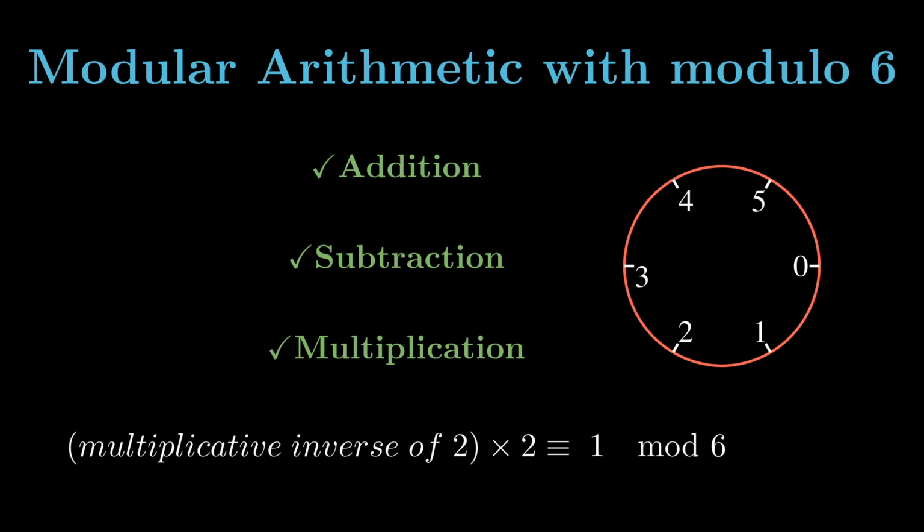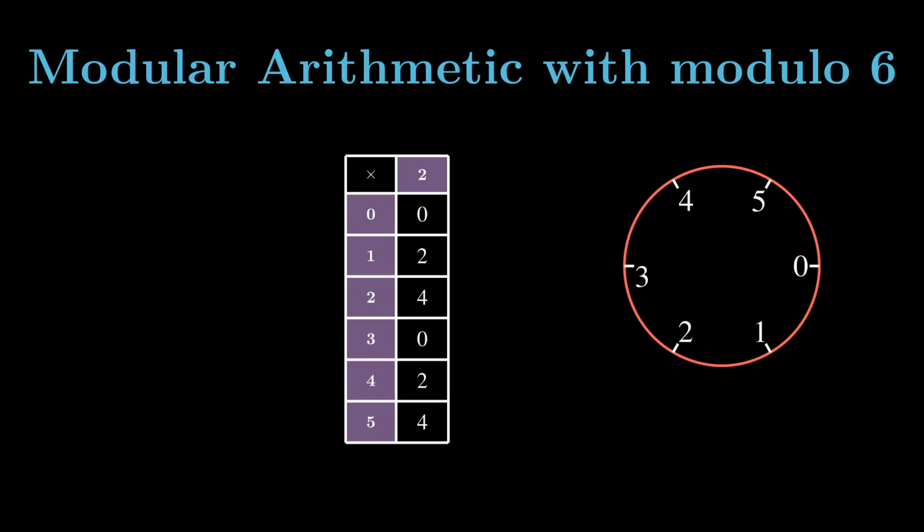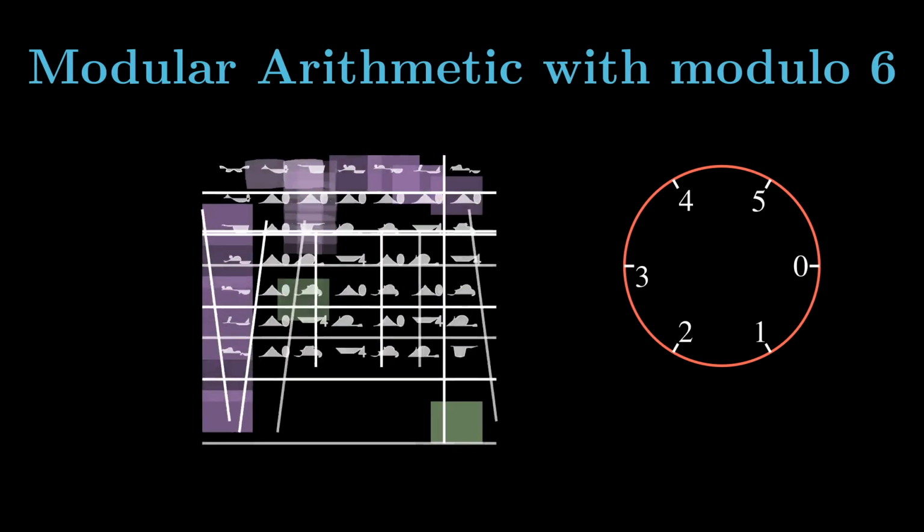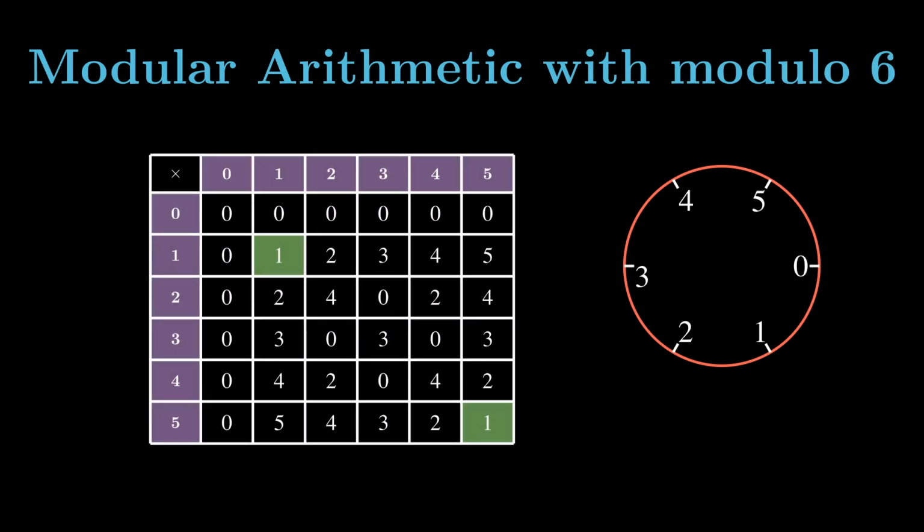As you might have realized, there is no multiplicative inverse for 2 when we use modulo 6. In fact, 2, 3, and 4 don't have a multiplicative inverse in this case. Hence, we cannot calculate fractions like 1 divided by 2, 1 divided by 3, or 1 divided by 4. So, it seems like our new form of arithmetic does not work for all modulo values.